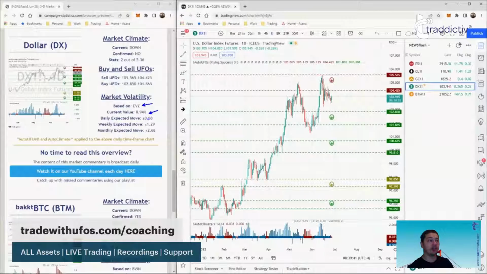Based on EVZ, we're looking at 8.9% volatility, 0.58 for the daily expected move.